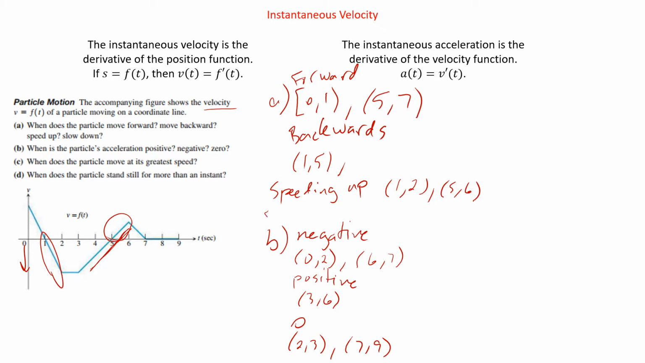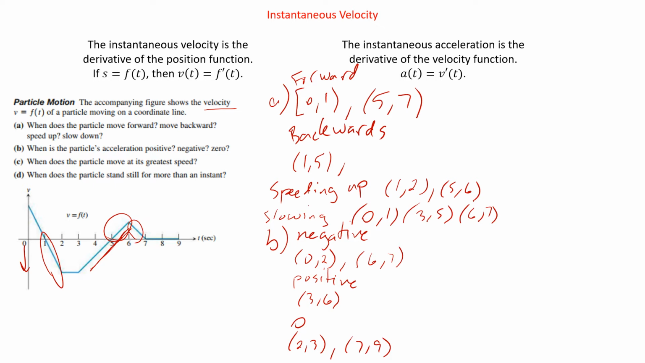It's slowing down when they have different signs. So from 0 to 1 and from 3 to 5. When the acceleration is 0, it's just holding a constant velocity. It's neither speeding up nor slowing down. Oh, and then from 6 to 7 as well, because we have this where its acceleration is negative, but the velocity is positive.